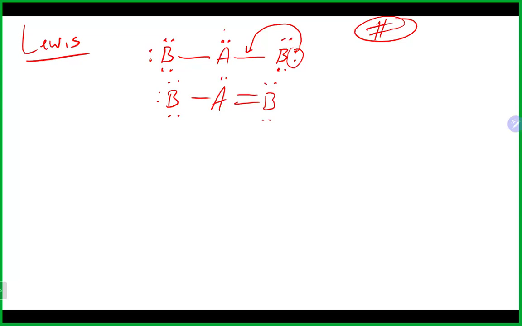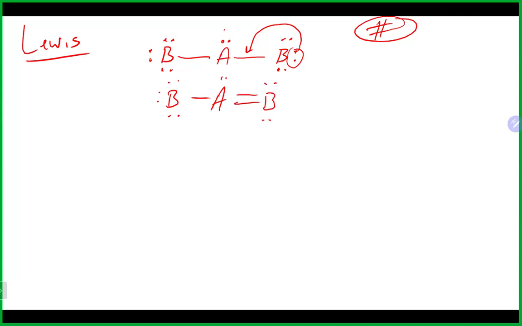Reminder that you can have an incomplete octet. Boron is typically the guy that can do that. That is somebody that's fine with less than 8 electrons. You could have an odd number of electrons, which means somebody has an unpaired electron, just one individual leftover electron.